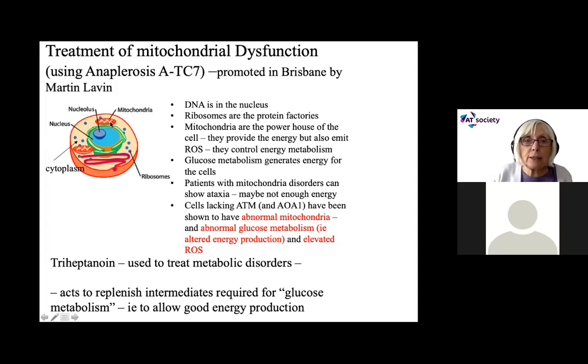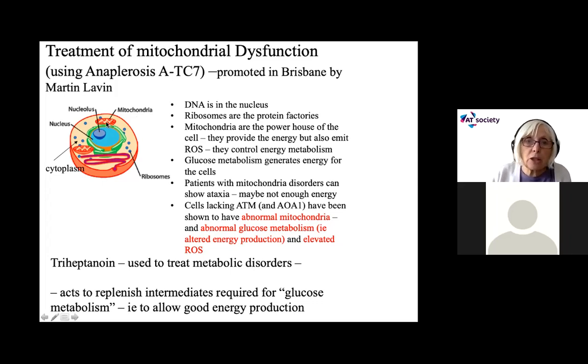But then there's this little organelle, it's called a mitochondria. And the mitochondria basically are the powerhouses of the cell. It's where energy for the cell to do all its function is made. They also emit those reactive oxygen species, which, if you remember, were those agents that can cause damage to your DNA.